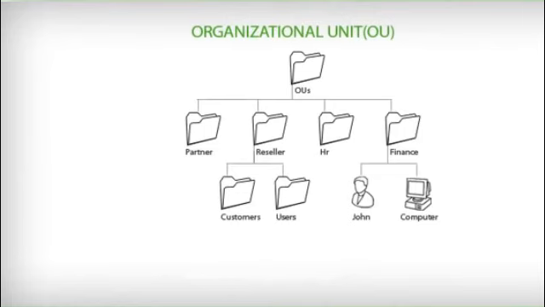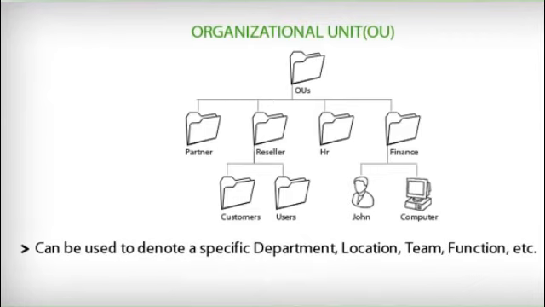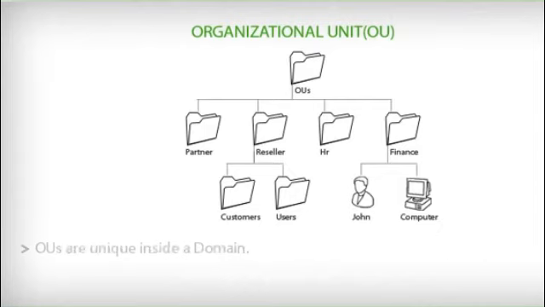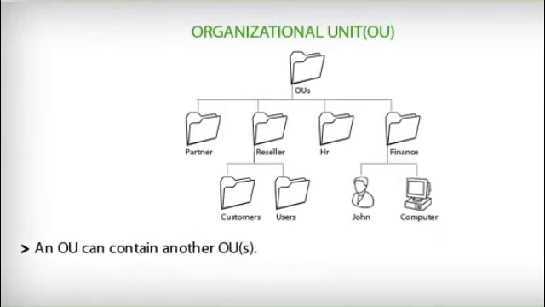Active Directory organizational unit. Organizational units can appear only inside a domain. They can be used to denote a specific department, location, team, function, etc. OUs are unique inside a domain. An OU contains other objects like users, groups, contacts, computers, printers, shared folders, etc. An OU can contain other OUs. Nested OUs have a parent-child relationship. All OUs inside a domain are connected.